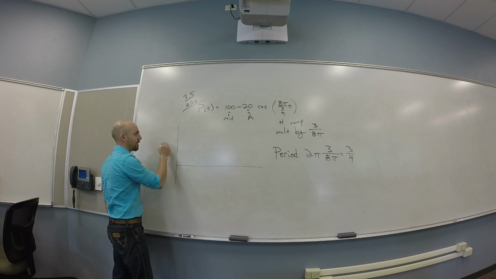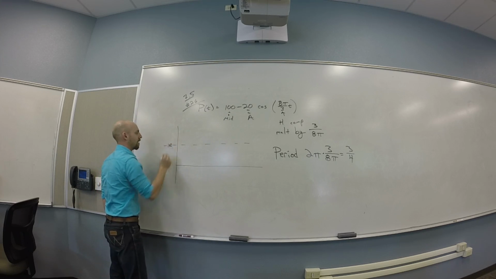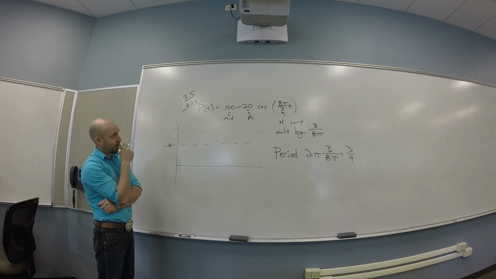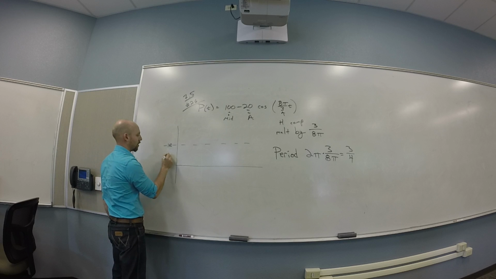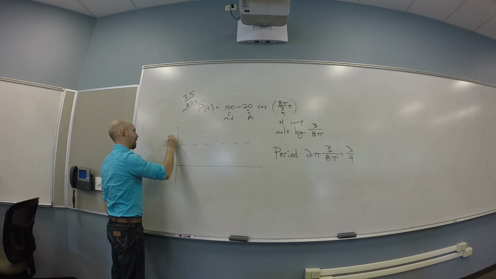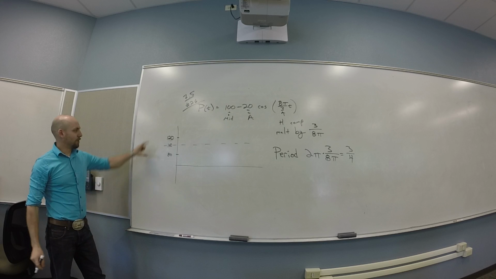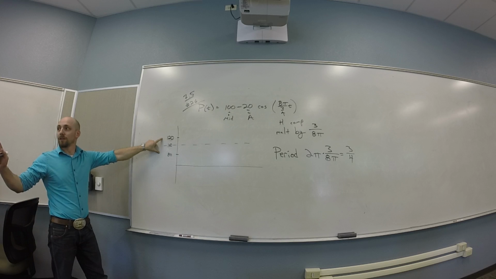So I need my midline at 100. Okay, and then what? Amplitude of 20. So we're going to go down to 80, up to, no, I went up to 60 something. Okay, so we're going to oscillate between 80 and 120. And where do we start? At 80. It's a negative cosine. Good.